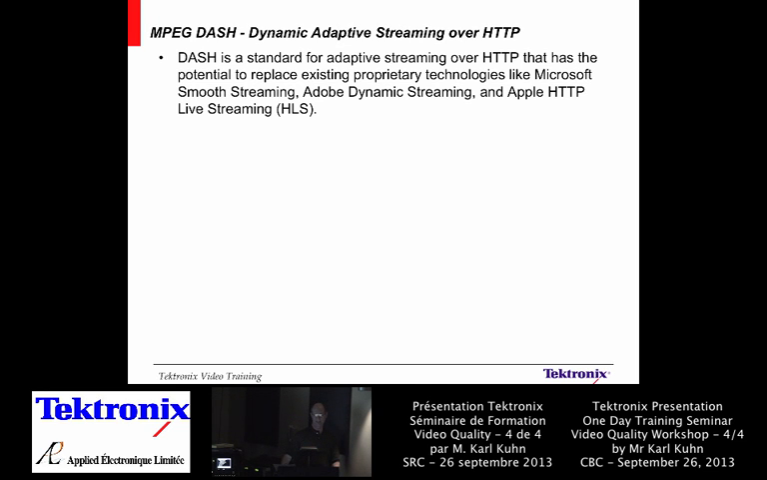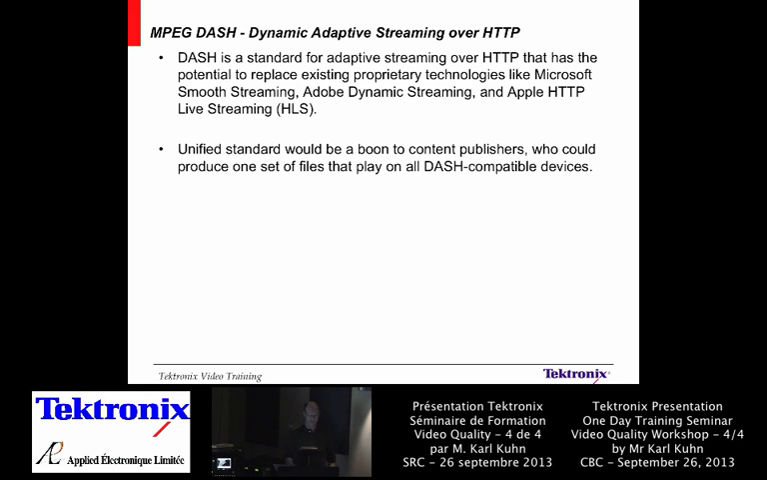Dash is a standard for adaptive streaming over HTTP, so it might be nice for replacing Microsoft proprietary technology, smooth streaming, Adobe. We'll see where that goes. Henry, is anyone using Dash to your knowledge in a deployment? Not in deployment. Okay. The subject Henry's an expert.